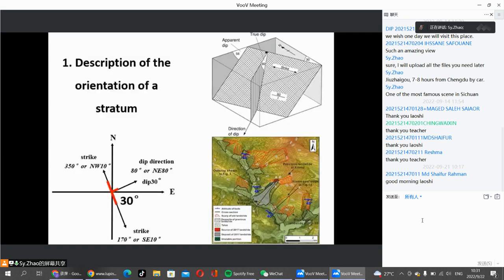I realize I need to explain that we usually use the azimuth angle from north, ranging from 0 to 360 degrees, for presenting the strike and the dip direction like this.